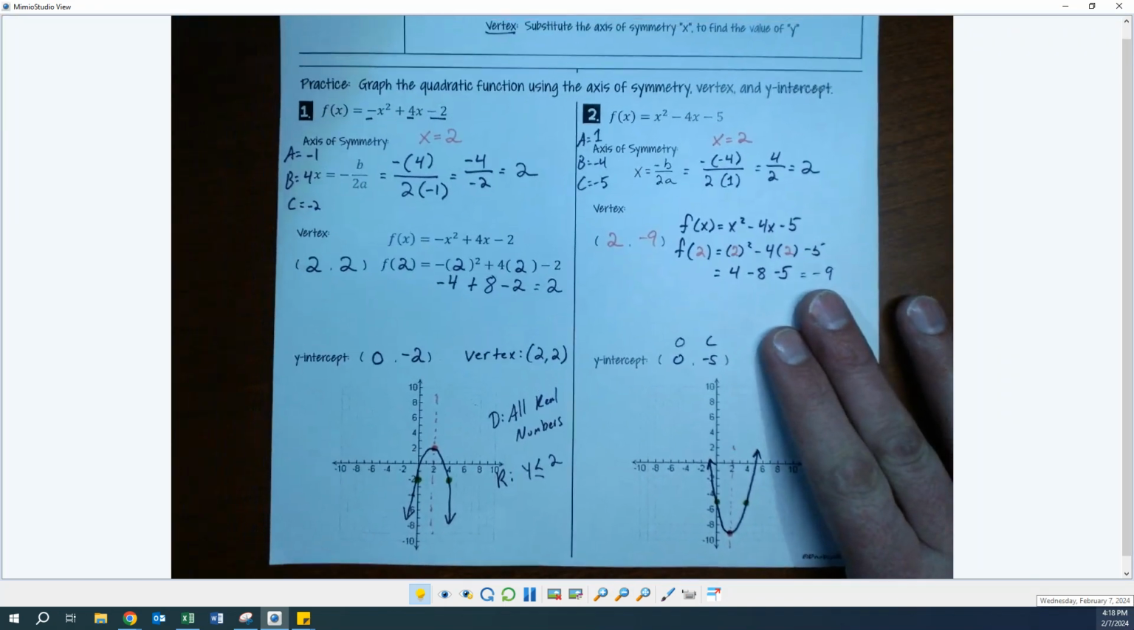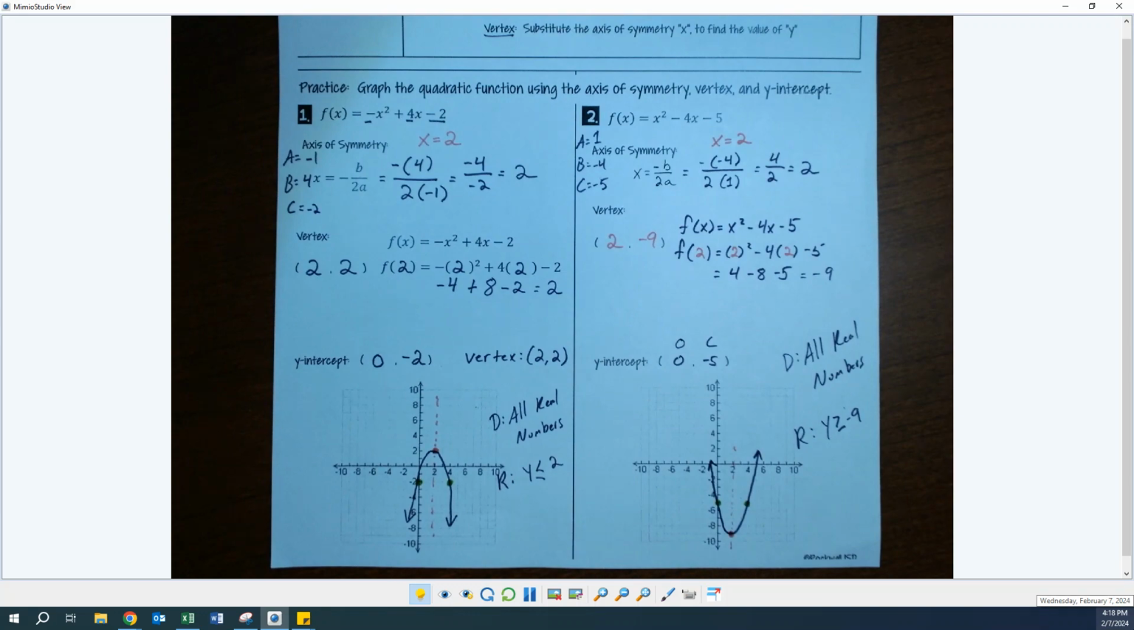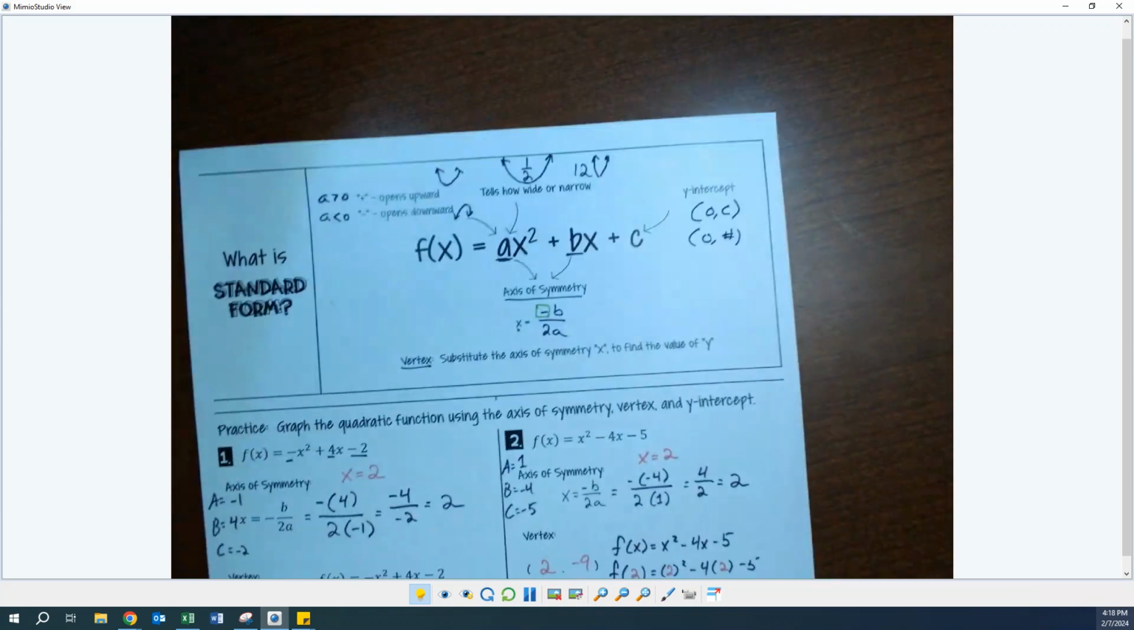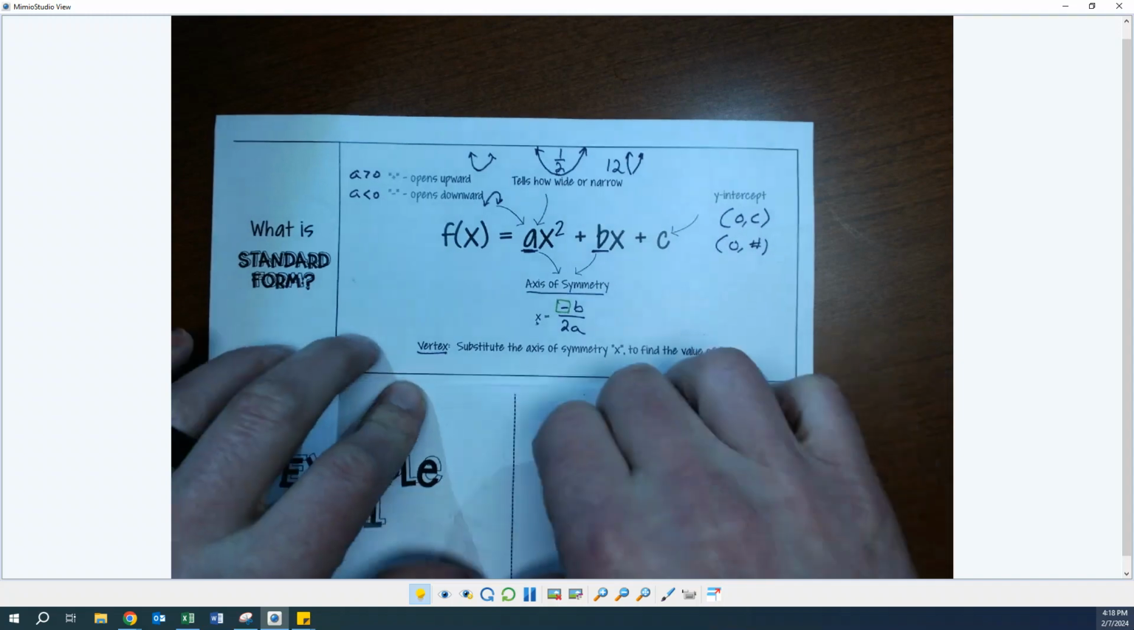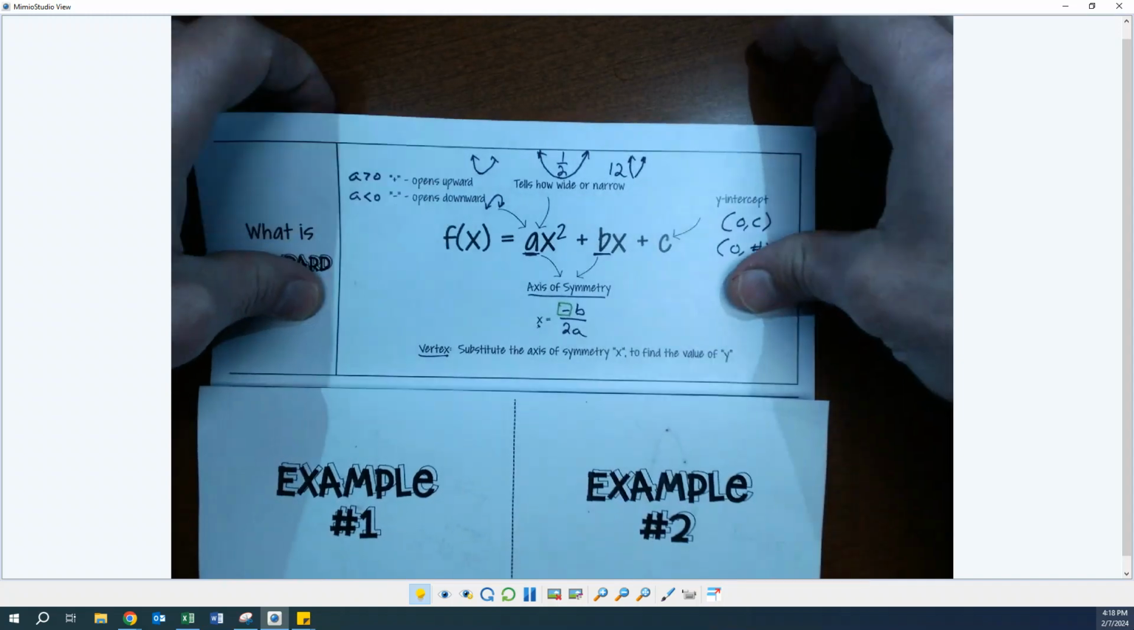Again, here are the notes for today's lesson. Make sure that these get folded up, glued into your journal. Use them to help you out with today's assignment.